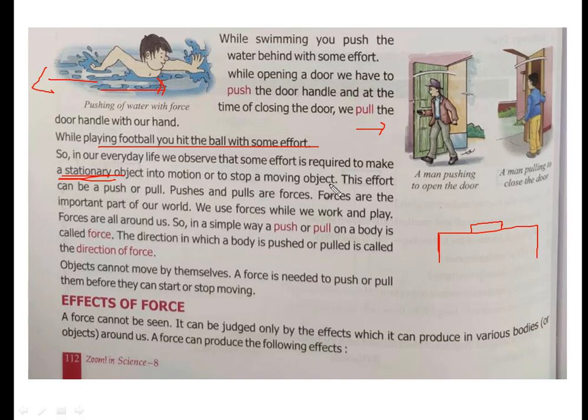So, into motion or to stop a moving object. Now the force can be applied, or the effort can be applied, either to move the object, or, suppose an object is moving, to stop the object. What is the example? The same example we will take. Suppose this is a ground, this is a football. So your friend kicked the football. Now the football is rolling like this, it is moving, and you want to stop the football. So what will you do? Either you will catch it, or you will use your leg to stop it. So in one case, the force, or the effort, is applied to move the ball. In the other case, the effort is applied to stop the ball.